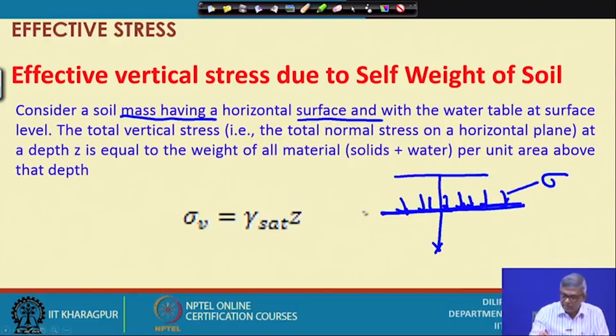At a depth z, I have imagined a plane, and on that plane, because of the self weight of the soil, whatever pressure is coming is actually the total stress. That is soil plus water per unit area above it. If the water table is also here, then the unit weight is defined as gamma saturated.